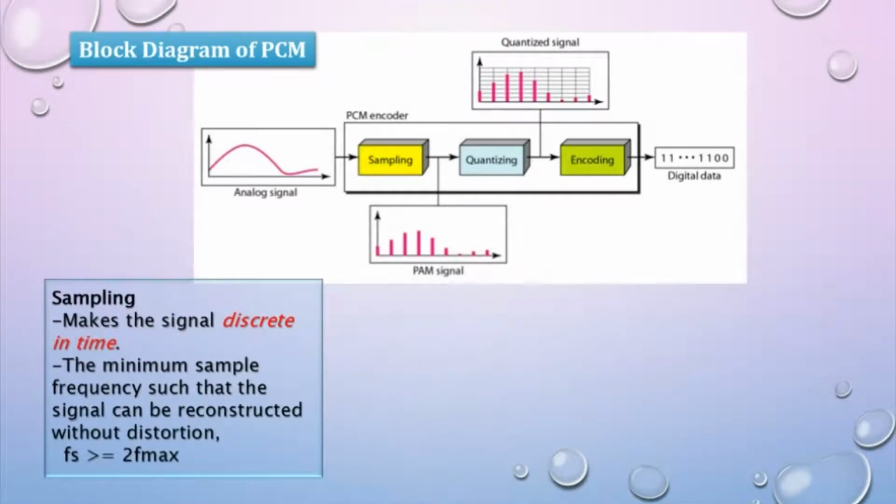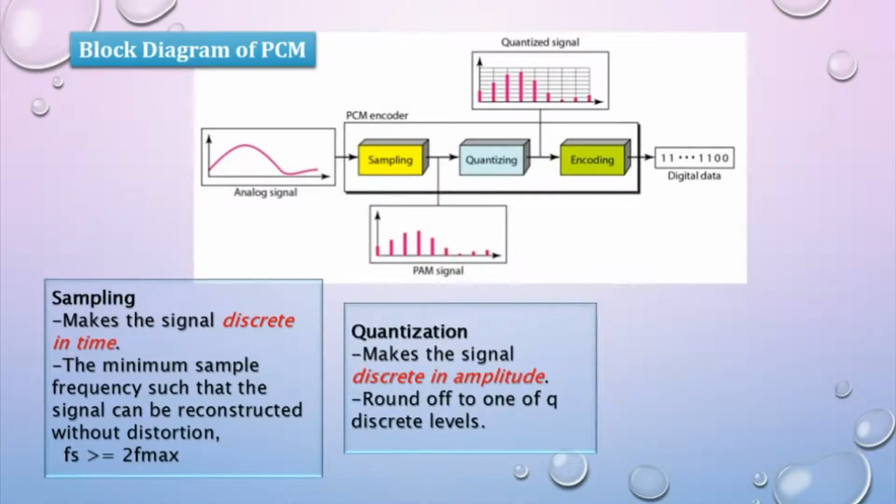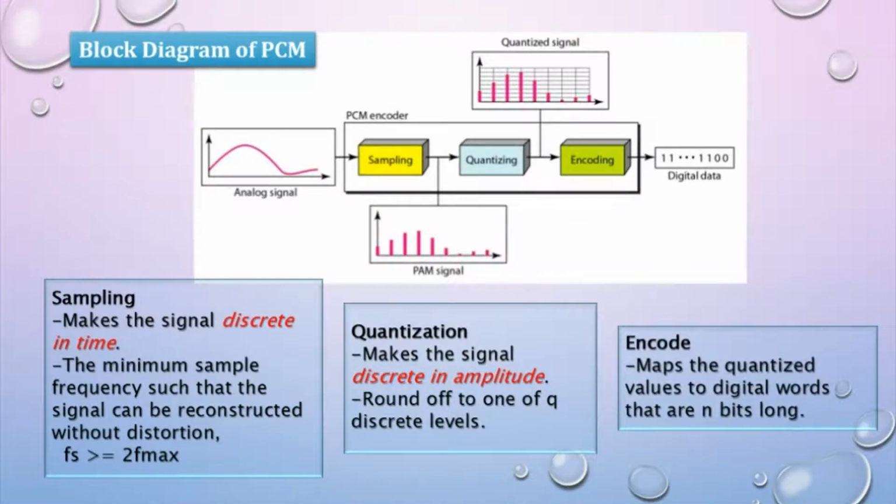Sampling is a process to make the signal discrete in time. In order to reconstruct the transmitted signal without distortion, the sampling frequency must be at least twice the maximum frequency. Quantization is a process to make the signal discrete in amplitude by rounding off to one of Q discrete levels. After encoding, quantized values are mapped to digital words that are n bits long.